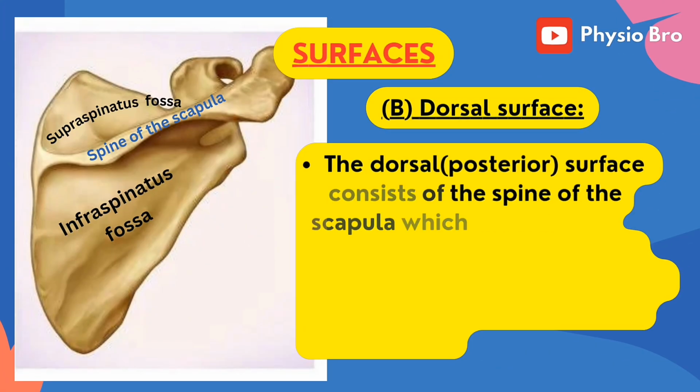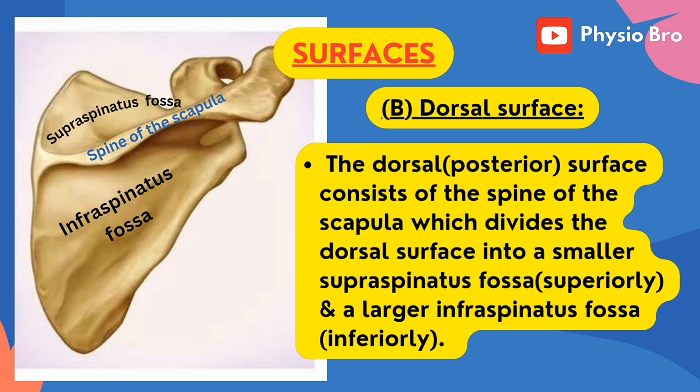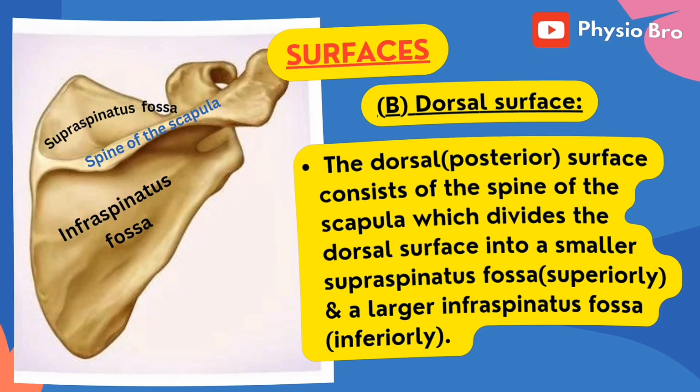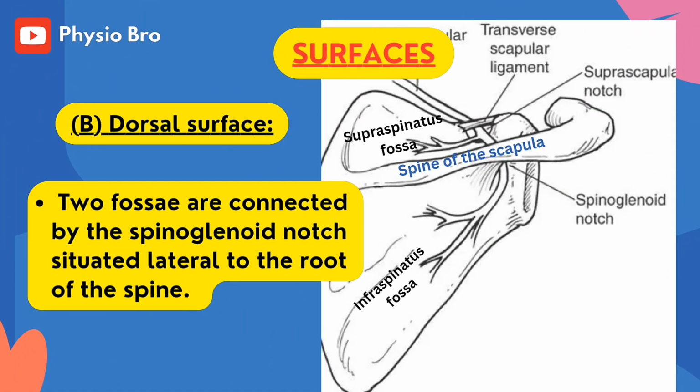Dorsal surface. The dorsal or posterior surface consists of the spine of the scapula, which divides the dorsal surface into a smaller supraspinatus fossa superiorly, and a larger infraspinatus fossa inferiorly. The 2 fossae are connected by the spinoglenoid notch, situated lateral to the root of the spine.